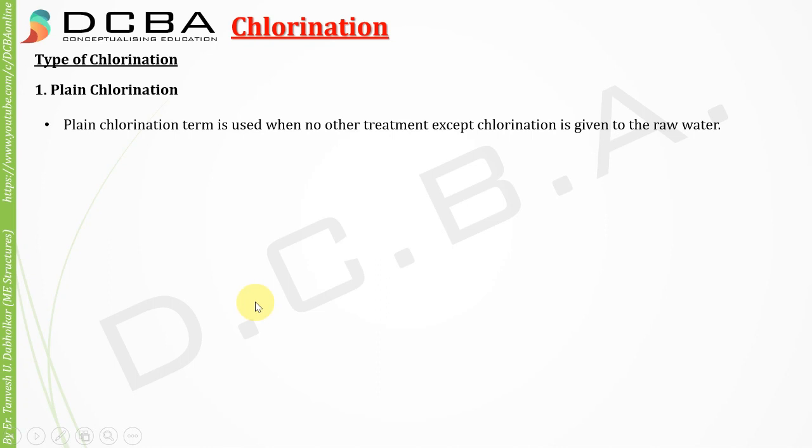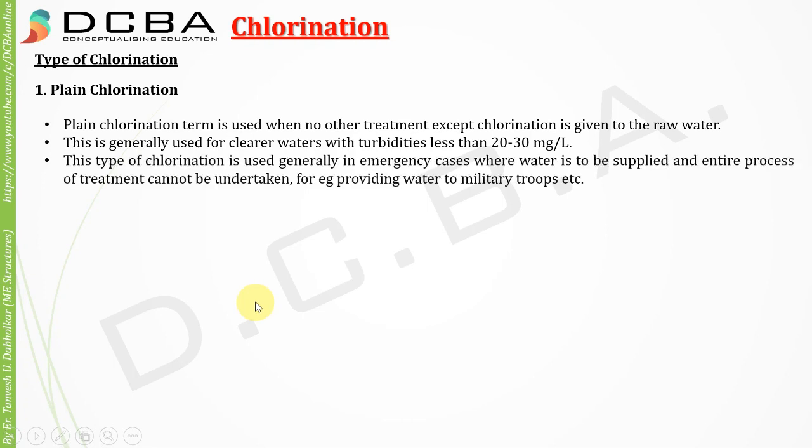Now this is generally given to those waters which are low in turbidity and clear, which do not require much filtration and all those processes. So it's basically just a waste of time if you go with all those processes. This type of chlorination is generally used in emergency cases where it is required for military purposes or somewhere like that, when the water is required on an immediate basis, and you have to disinfect the water and give it for usage. The general dosage of chlorine in this case is around 0.5 milligrams per liter.